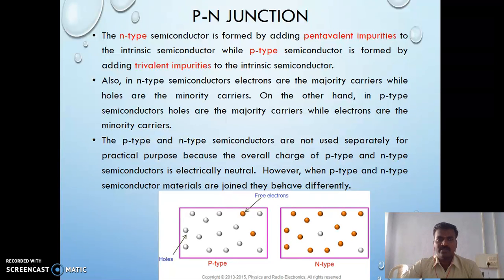the P-type semiconductor is formed. And also we know that the majority carriers in N-type semiconductors are electrons, and the majority carriers in P-type semiconductors are holes. You can look at the picture. There is an N-type semiconductor and a P-type semiconductor. In N-type, electrons are the majority, and in P-type, holes are the majority. In P-type semiconductors, some free electrons are also available.